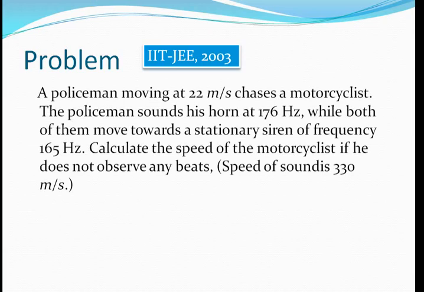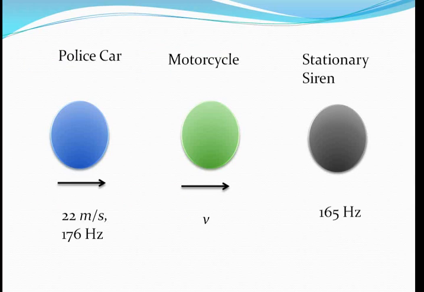So this problem combines the concepts of beats and Doppler effect. Let's see how to proceed. Here is the problem in pictorial form for you. A motorcyclist is moving with a velocity v. This is the velocity v that you have to find out. A police car is moving behind him at a speed of 22 meters per second and is emitting a frequency of 176 Hz. A stationary siren is situated in front of the motorcyclist and it is emitting a frequency of 165 Hz.